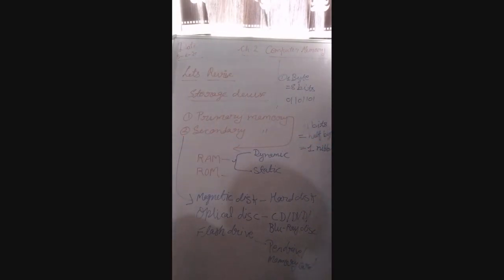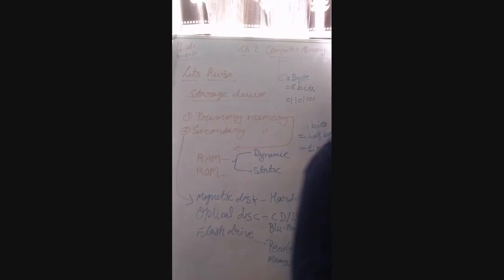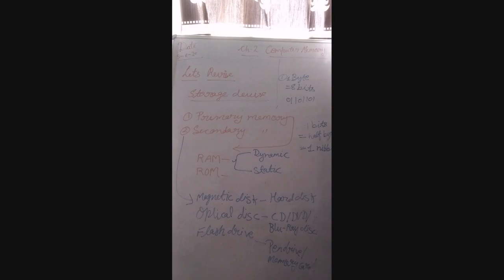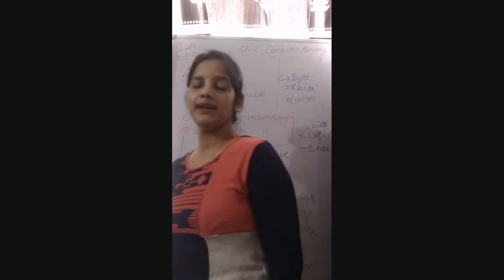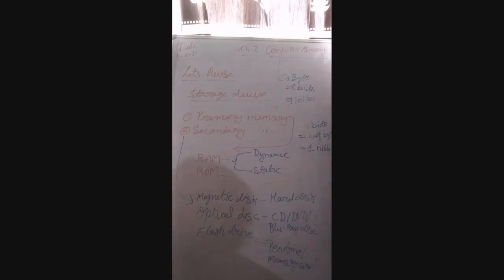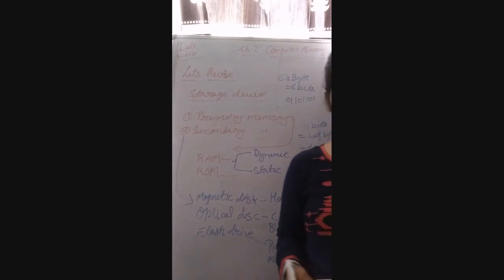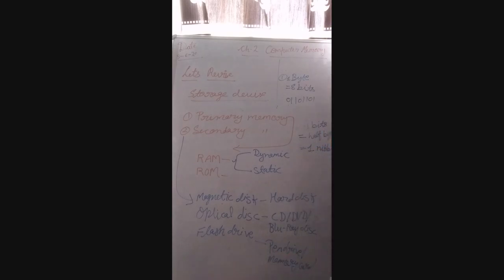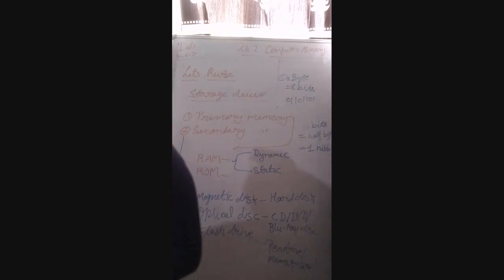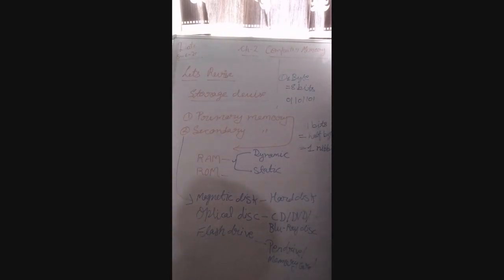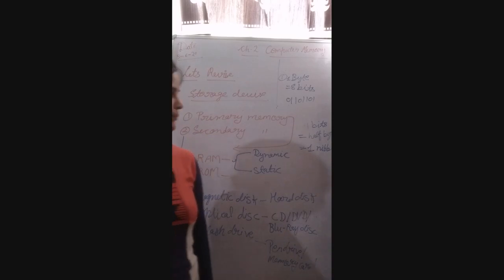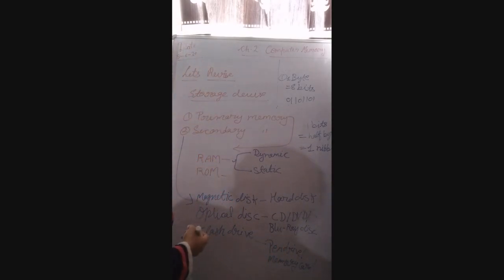So these are the basic units to measure the computer memory. There are other units to measure the computer memory, such as kilobyte, megabyte, gigabyte, terabyte, and many more. 1 kilobyte is equal to 1024 bytes. 1 megabyte is equal to 1024 kilobytes. 1 gigabyte is equal to 1024 megabytes. Then terabyte, petabyte, exabyte, zettabyte, and yottabyte. So these are the units of the computer memory.